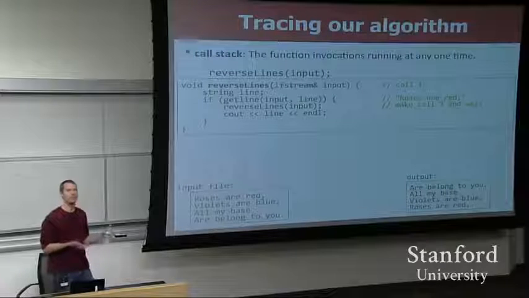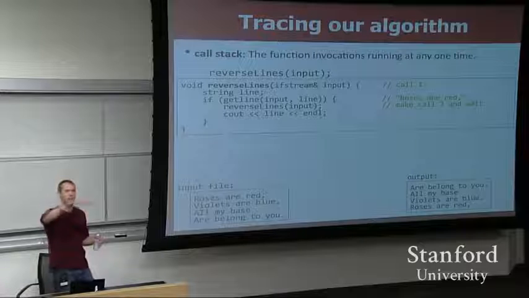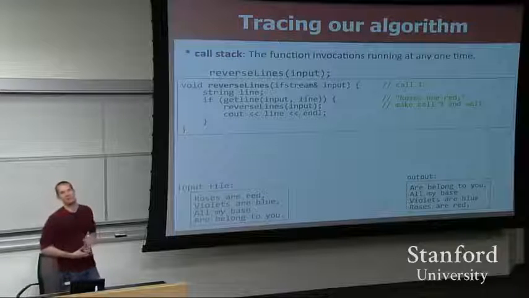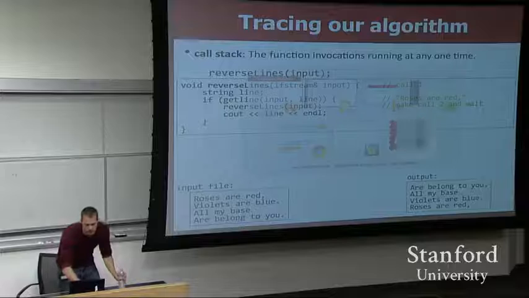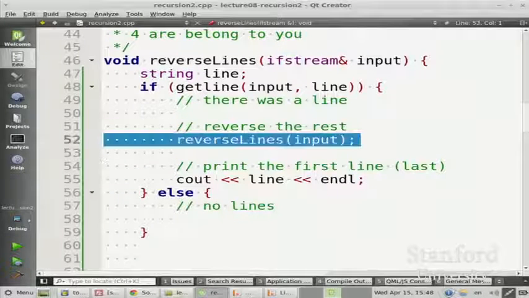So it is a little bit like the data structure of a stack. I stack up the function calls, and then as they return back, that's when the printing happens. The really important thing here is that this cout came after this reverse lines call. If I flip those two, it would just print the file in its original order, which is less interesting, I think. But the order of those two statements is crucial.